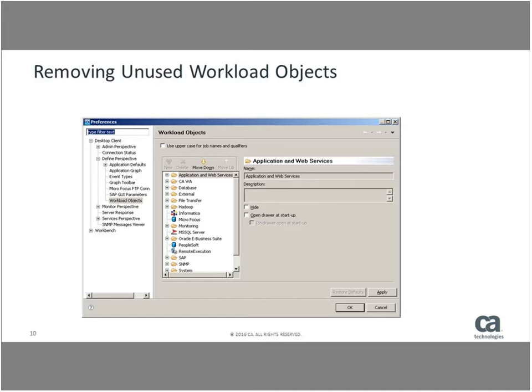If you have workload objects that you use more frequently than the others and you want them to be at the top of the list in the palette rather than at the bottom, so you don't have to scroll up and down so much, you can define their behavior here. You can move things up. You can move things down. Hiding them, moving them up and down makes it a lot easier to work with those objects. And combined with the job defaults, it makes it a lot easier to create those objects as well.